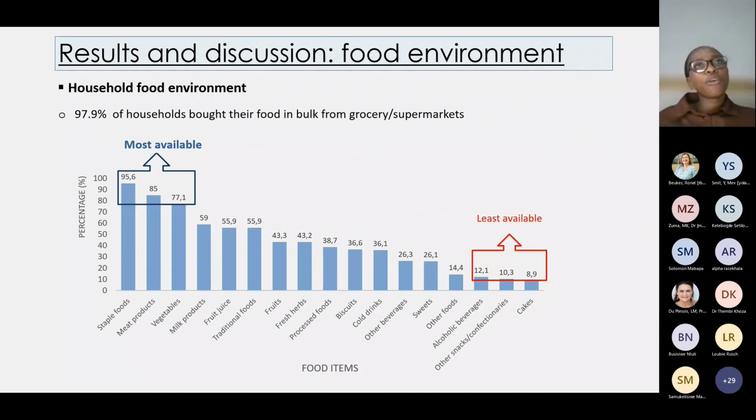And the last one is the household food environment. It is important for me to mention that this was on the day of the interview, wherein we also observed the different foods that were available in households. We can see here that the most available food groups were staple foods, meat products, as well as vegetables. And the least available were cakes, confectionaries, as well as alcoholic beverages.